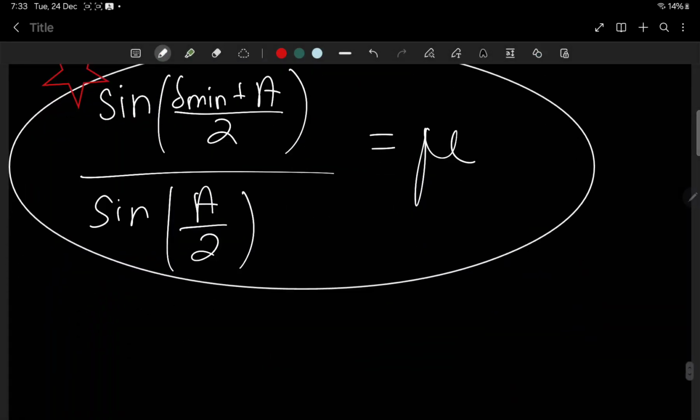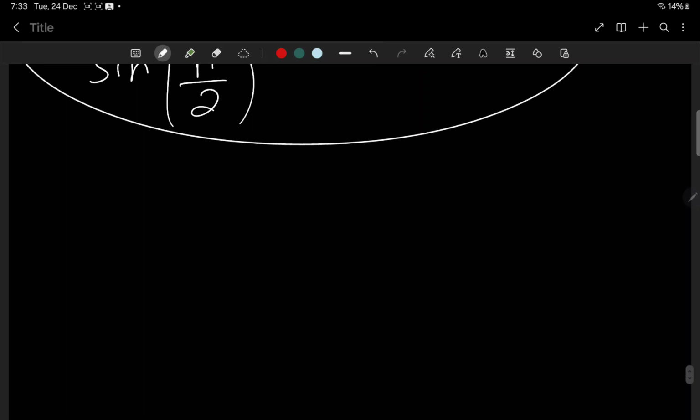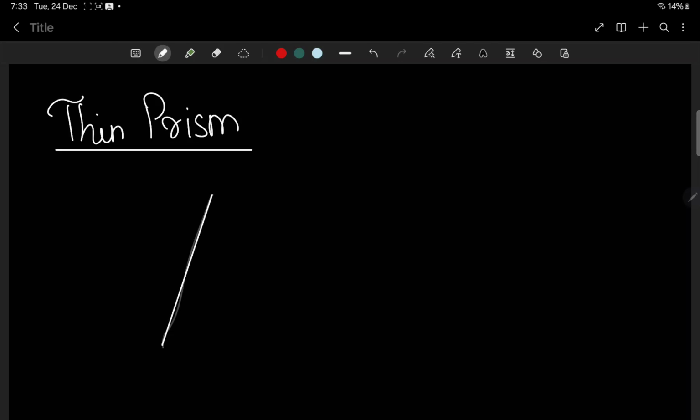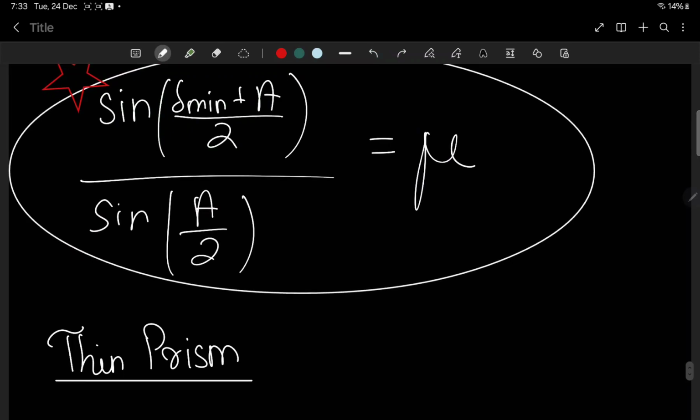Now we'll be talking about thin prisms. It is a special type of prism. A prism with very small angle of prism is called a thin prism. Look here, angle of prism is very small. Small angle of prism is called thin prism. For a thin prism, we are going to derive something.